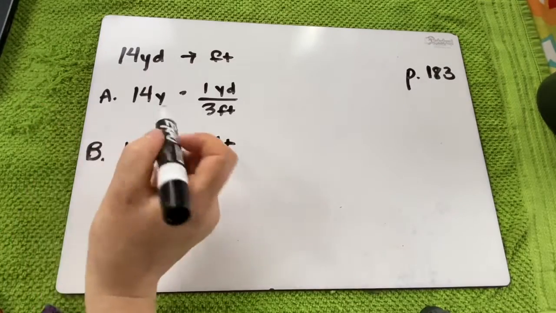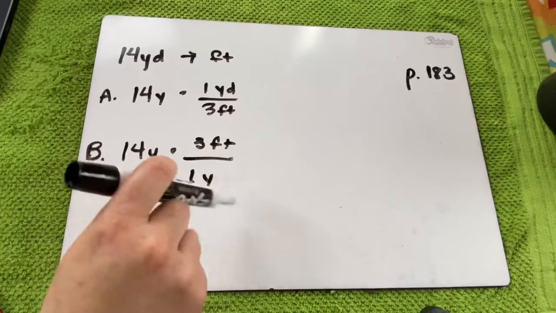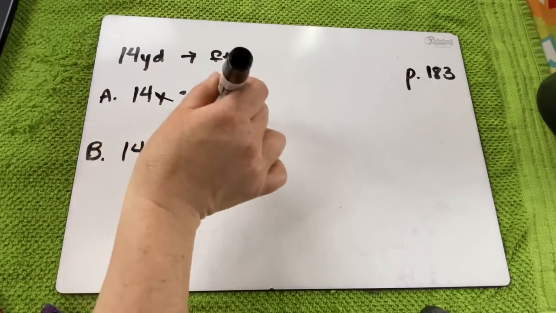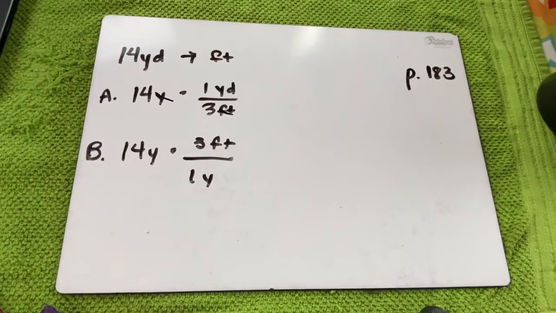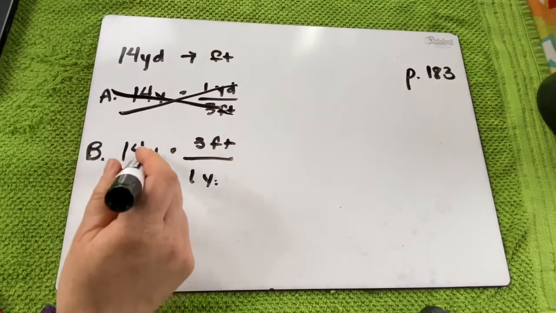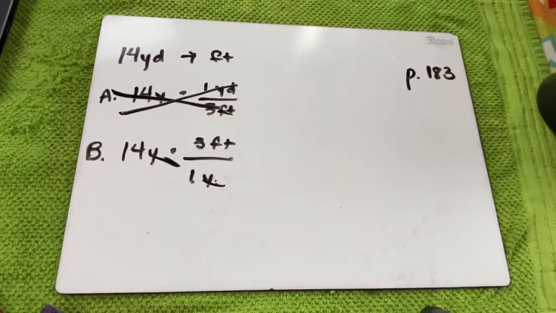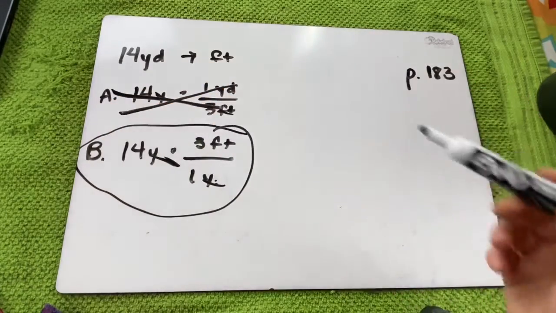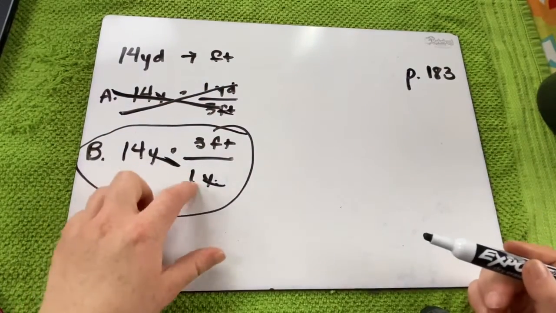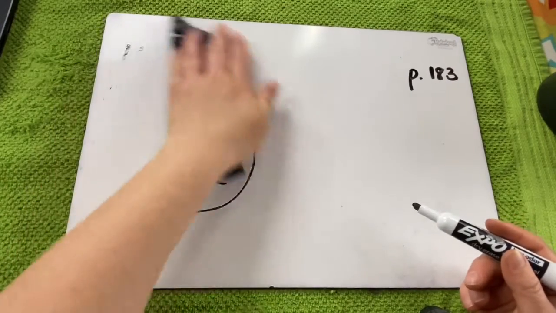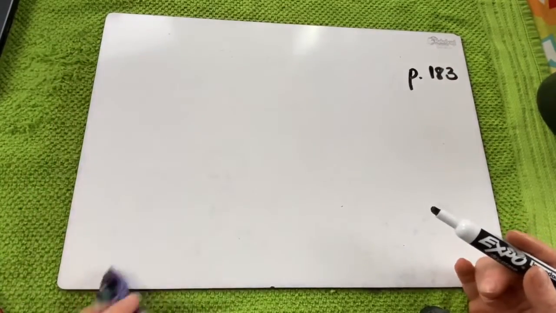Okay, so really we need to cancel out yards so that we can get straight feet. So can this and this cancel each other? No, so it's not that one. It's this one, because yard and yard cancel each other. So 14 feet. So it's B, because we need the one with the 1 on the bottom so that I can times that, okay? So let's do another one.